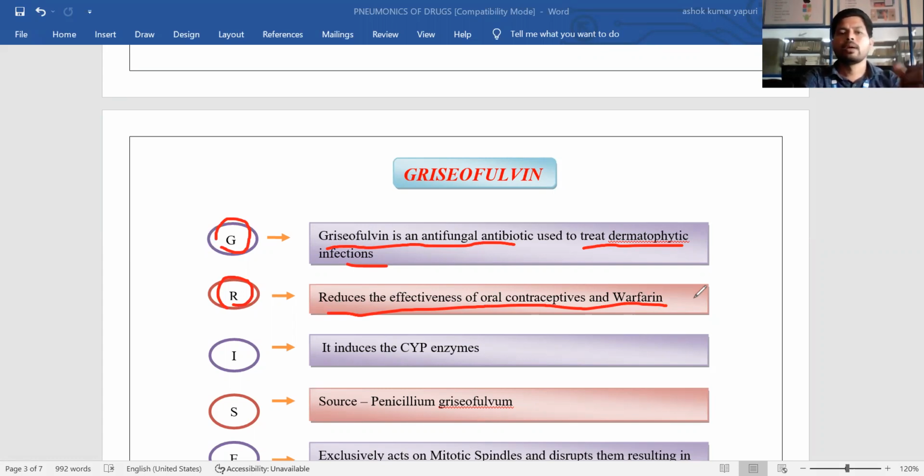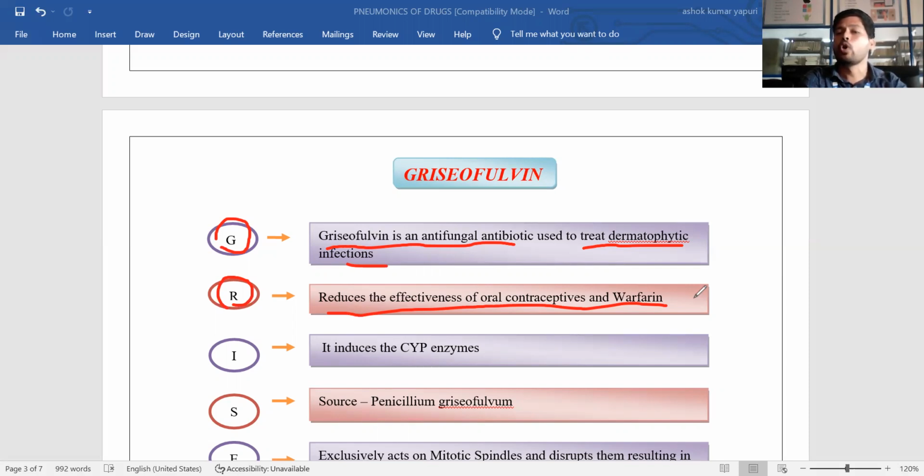Why is Griseofulvin doing this? Generally, Griseofulvin is an enzyme inducer. It can induce the CYP enzymes. You know CYP enzymes means liver enzymes. So when Griseofulvin is increasing these enzymes, and knowingly or unknowingly the patient is taking Griseofulvin along with warfarin or oral contraceptives, what will happen? The raised enzymes, the increased CYP enzymes from Griseofulvin, metabolize the warfarin as well as oral contraceptives.